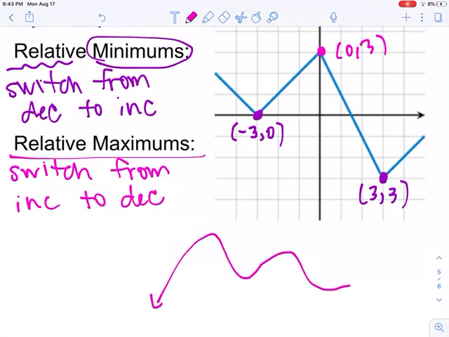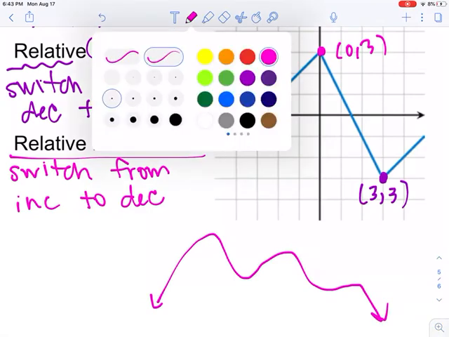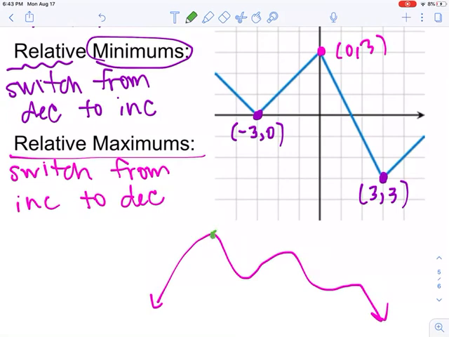So let's just say I have a graph that looks like this. Okay, we would actually have 3 relative maximums anytime we have that change of direction and we have a high point. It doesn't have to be the highest point of the entire graph, just in that area. So we would have 3 relative maximums in this graph that I just drew. Okay.